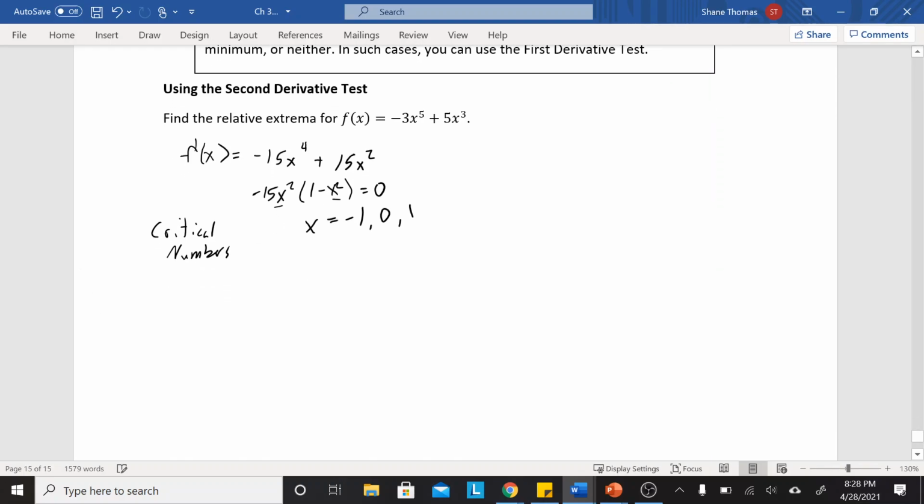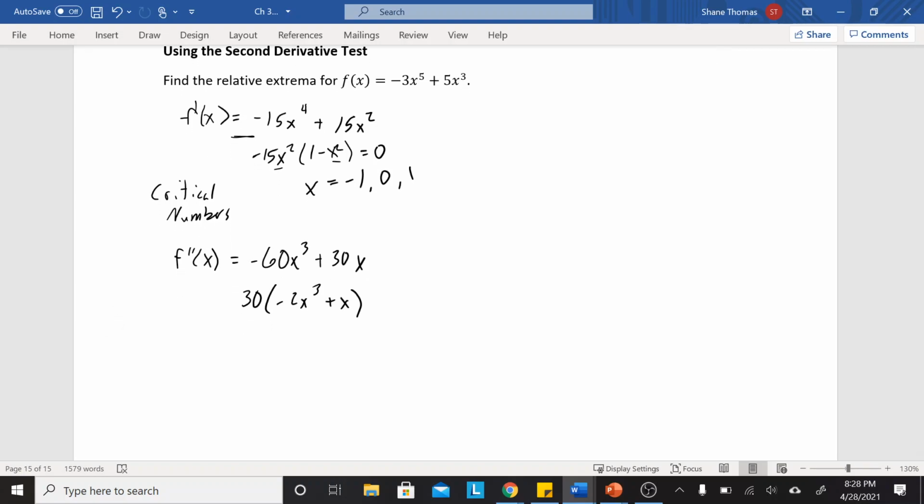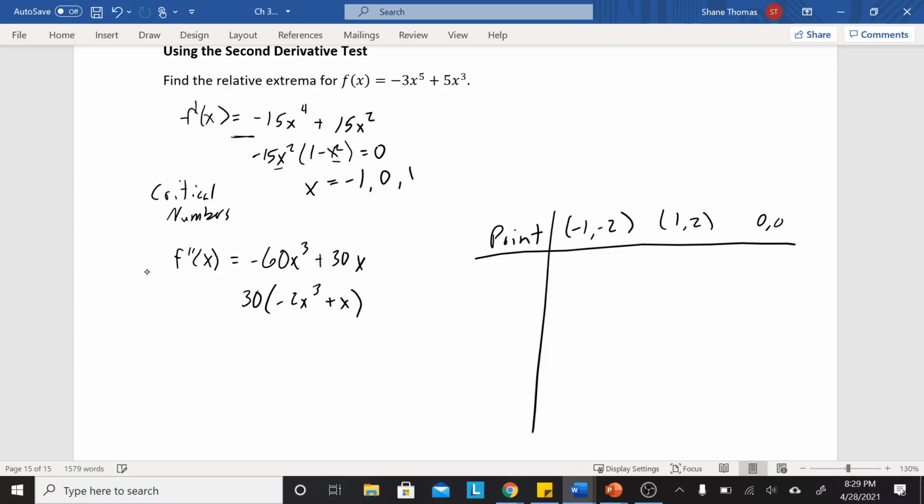All right, so now we can use our f double prime. So we're going to go f double prime of this guy up here. That's going to give us negative 60x to the third plus 30x. Factor 30 out of both of those, and that's going to leave me with negative 2x to the third plus x. All right, so now I just take that, I'm going to apply the second derivative test. So in this case, I'm going to plug in points. Okay, I'm going to plug in the point negative 1, negative 2. Okay, I'm going to plug in the point 1, 2, and I'm going to plug in the point 0, 0.